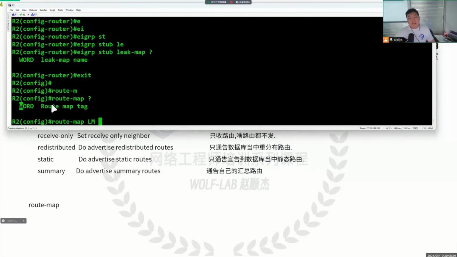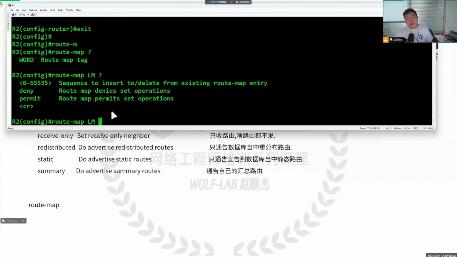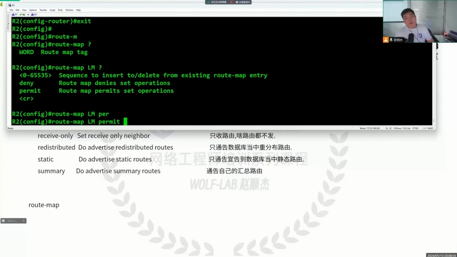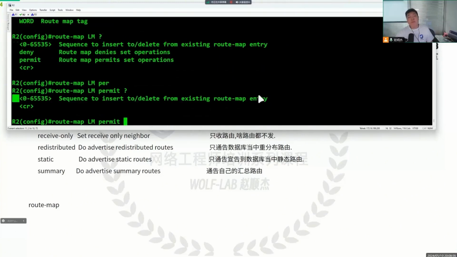Then you can permit, you can deny, you can freely filter. Kind of like what? Like an ACL, right? Permit matching for allowance, deny for rejection. For example, when we permit, students, there is a sequence number. So this sequence number, you can specify it freely. I suggest students start from number 10.